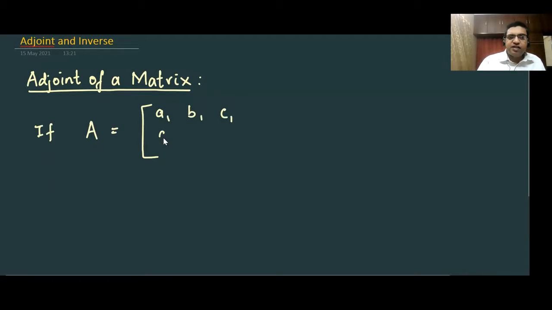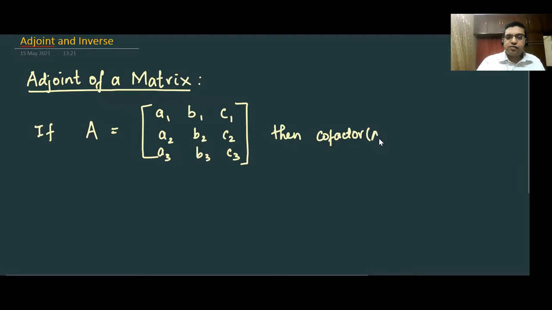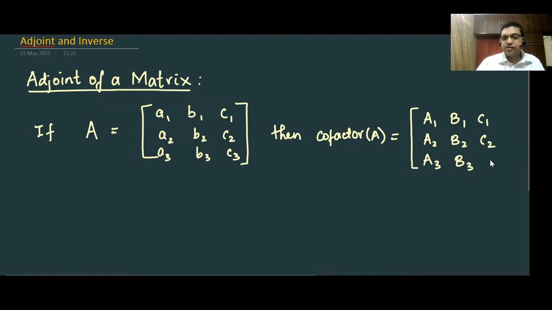is matrix A1 B1 C1, A2 B2 C2, A3 B3 C3. Okay, then cofactor of A is you replace the elements by their corresponding cofactors. And then take a transpose.